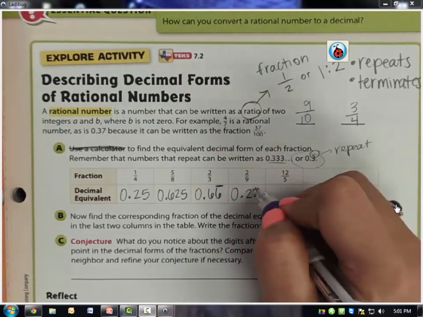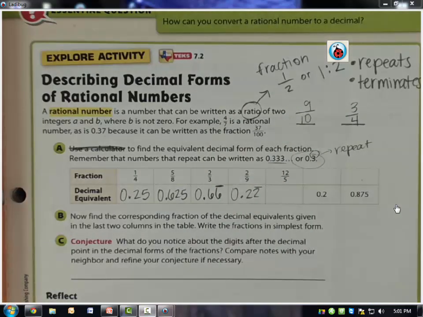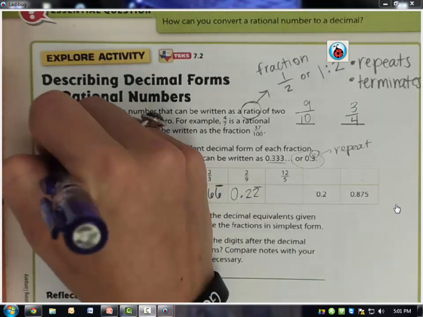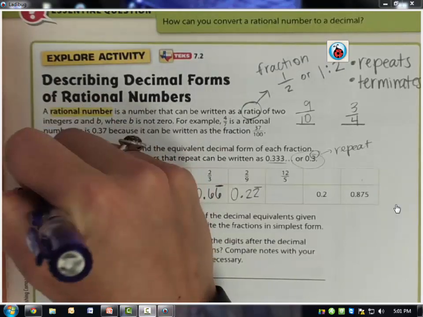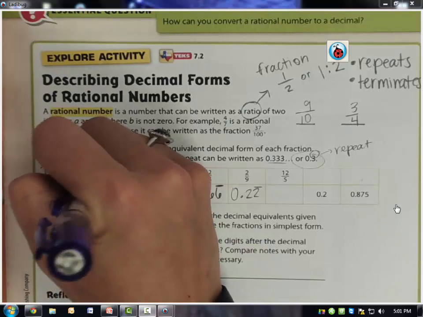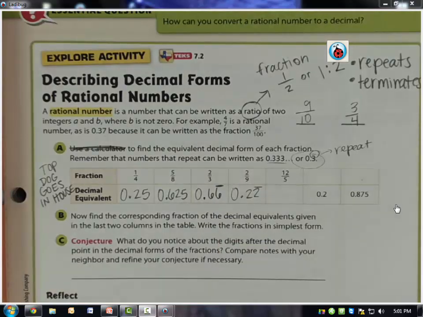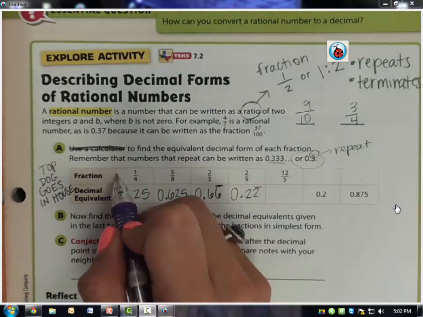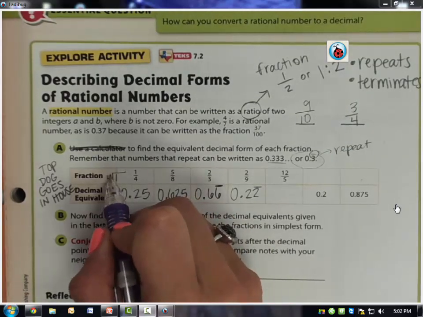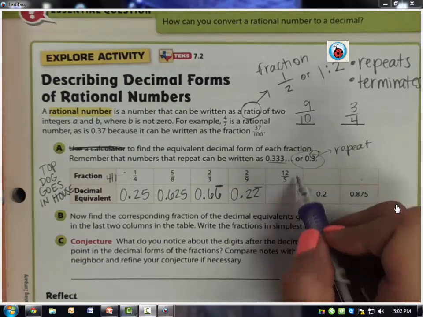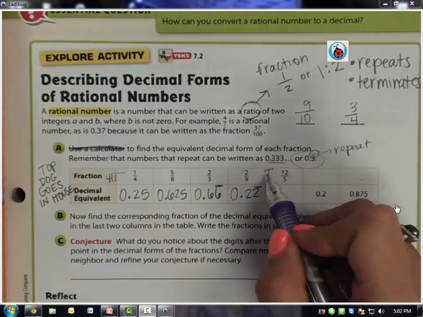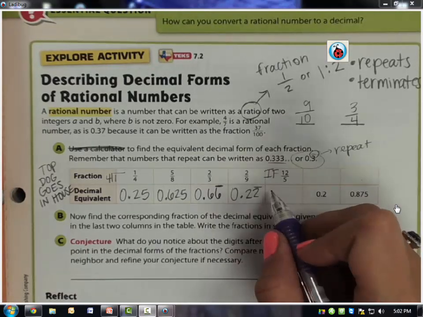If you forgot how to change a fraction to a decimal, don't forget that top dog goes in the house. So your top dog goes in the house. Okay, that just means your numerator goes inside and your denominator goes outside. Just like that. Alright, 12/5. This is called a what? You should have said it was an improper fraction. And if you divided it, you would have gotten 2 4/10.